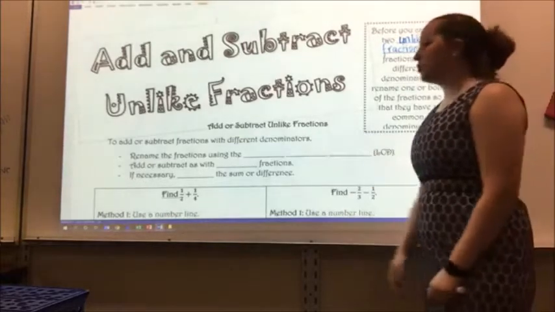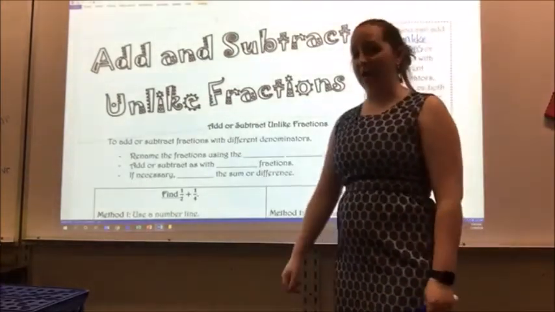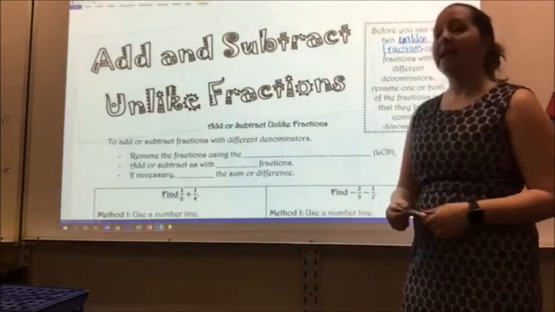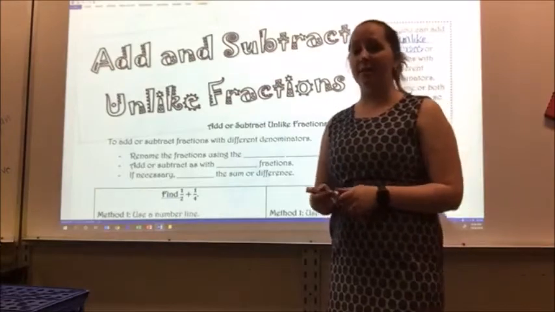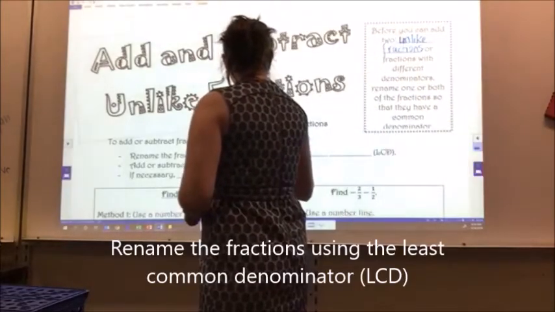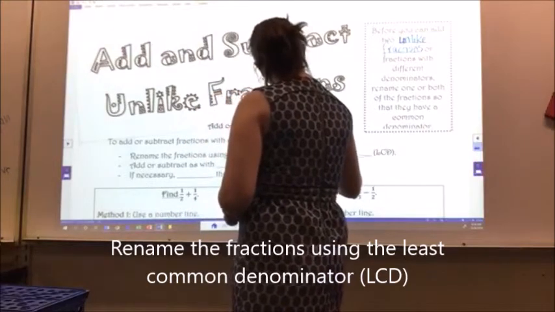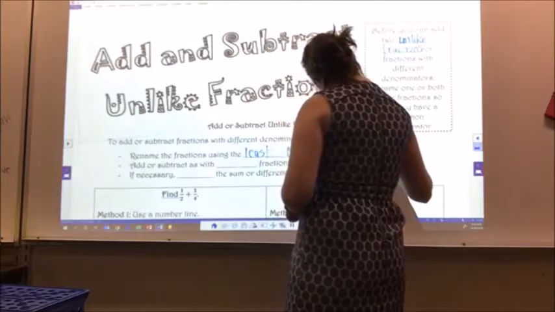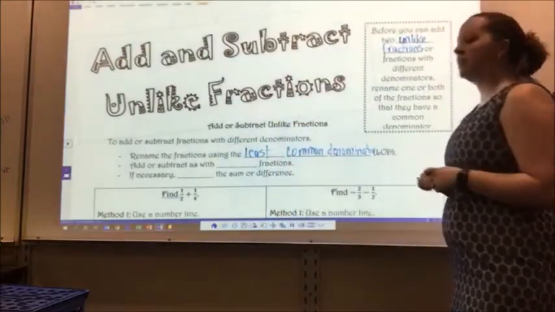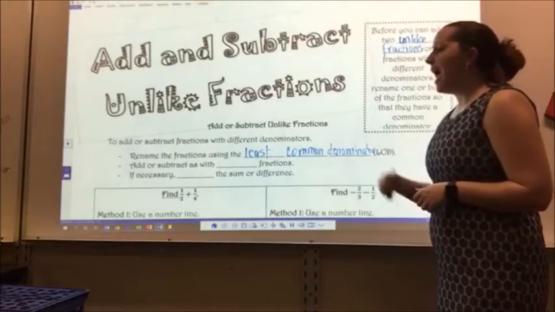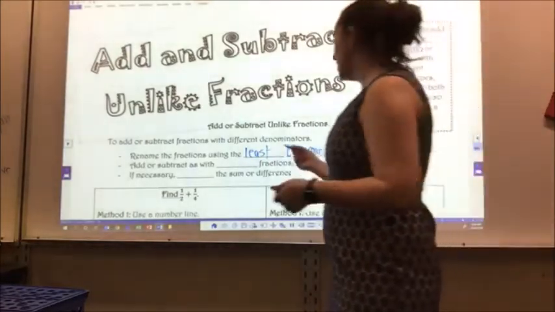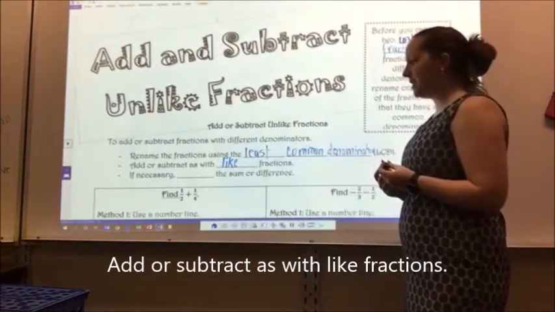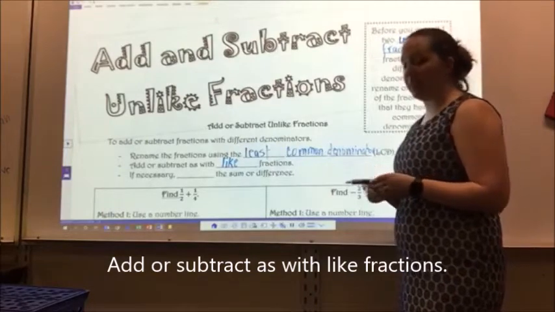All right, when we're adding or subtracting unlike fractions, to add or subtract fractions with different denominators, I rename the fractions using the blank. In that blank, you're going to write least common denominator. So rename the fractions using the least common denominator, or LCD. Add or subtract as with blank fractions. In that blank, you're going to write like fractions. If necessary, blank the sum or difference. In that blank, you're going to write simplify.